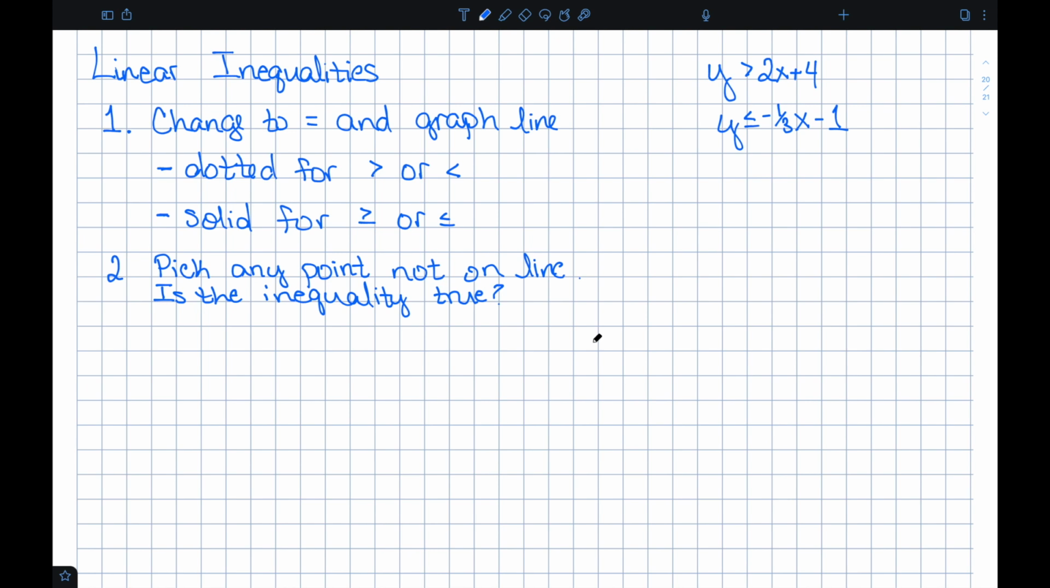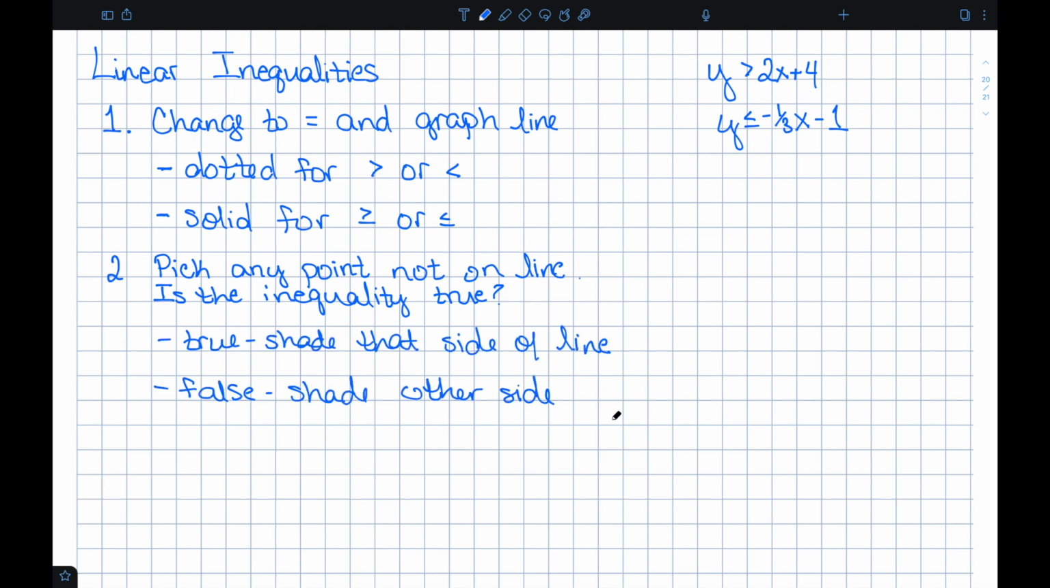The next step, we're going to pick any point that's not on the line, plug it into the original inequality, and decide if that inequality is now a true statement or a false statement. If it's a true statement, we shade that side of the line that contains the point, and if it's false, we shade the other side. Let's look at some examples.